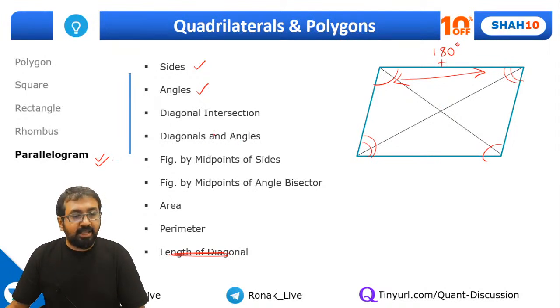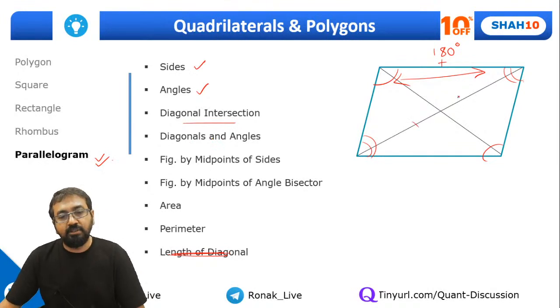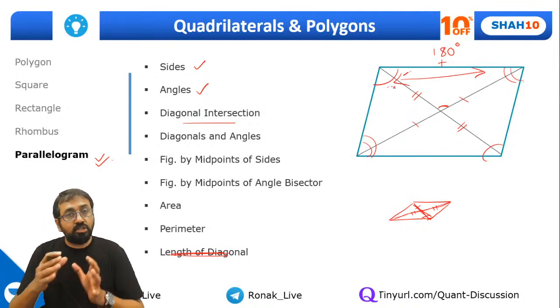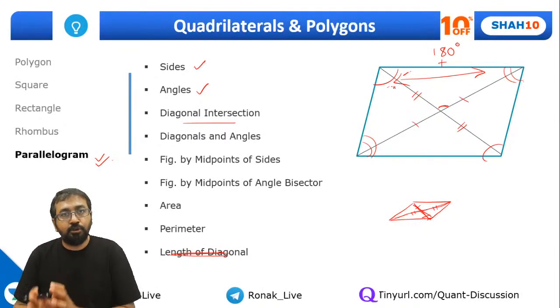Fine. Then diagonal intersection. Of course diagonals will bisect each other, but diagonals will not be equal, right? So if I just draw a compressed figure, you will quickly understand this part. Suppose I take a figure like this, so of course this diagonal will be shorter and this diagonal will be longer. So diagonals will not be equal, but they will surely bisect each other. And of course they are not perpendicular, right? They do not bisect the angles at the vertices. So this is how a parallelogram is different from a rhombus.